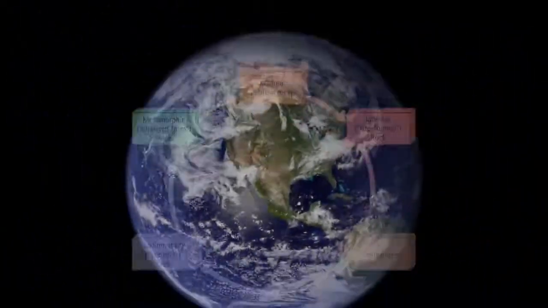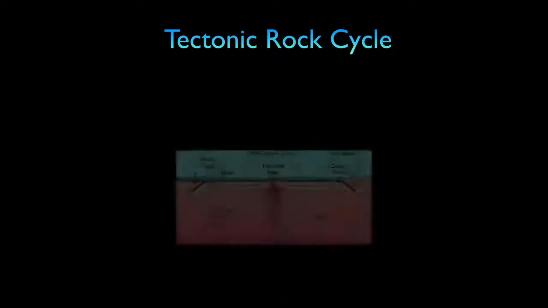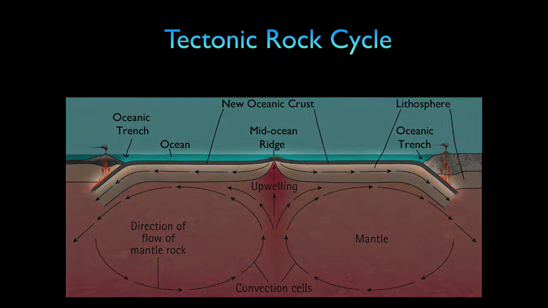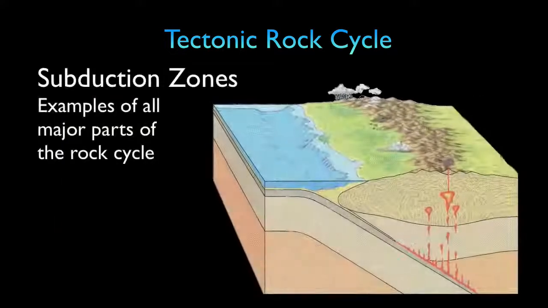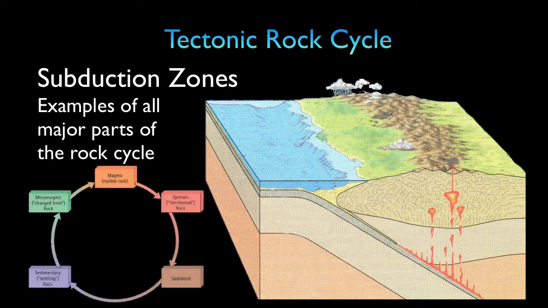The rock cycle and various parts of the rock cycle occur in many settings. We know that divergent boundaries are where new oceanic crust is made. The partial melting of mantle rock produces the basaltic lava that flows and makes up the ocean floor. But what about convergent boundaries and subduction zones? At subduction zones, we can see examples of all the major parts of the rock cycle.